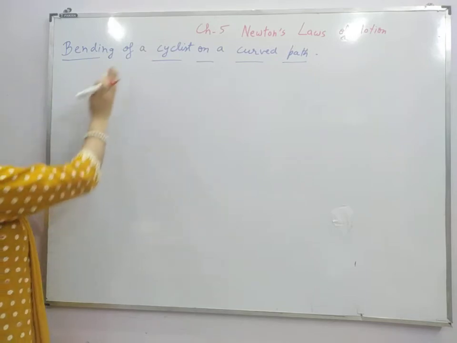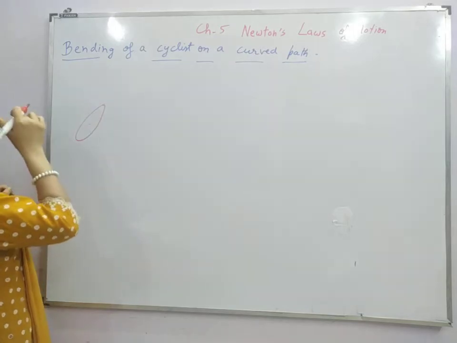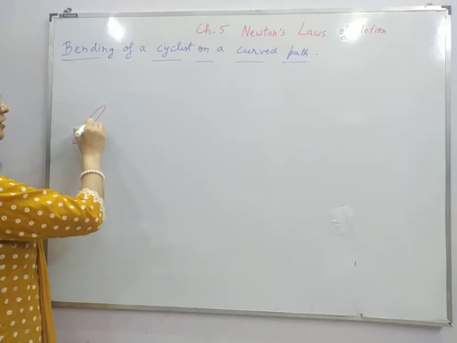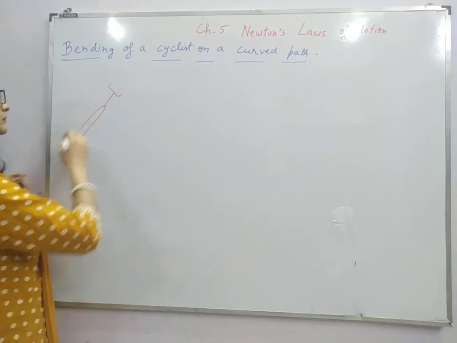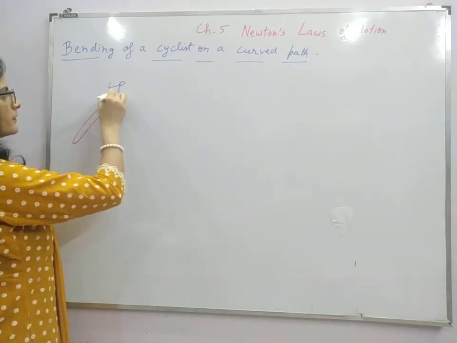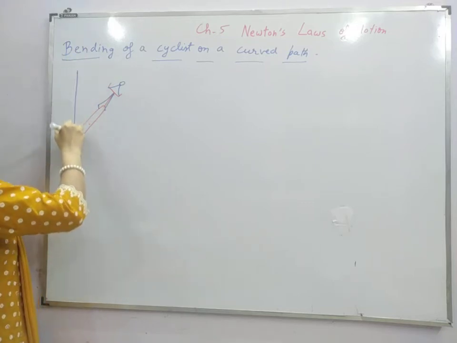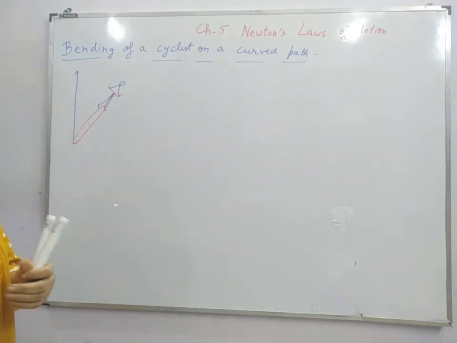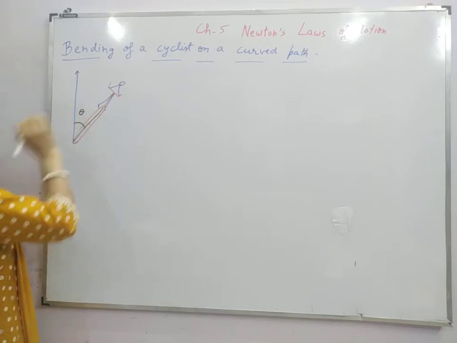So here, if there is a child who is riding this bicycle, I'm showing you the front view. This is the wheel, this is the handle. Now this person is sitting on the cycle, and with respect to the vertical he makes an angle theta. So this angle with the vertical is theta.